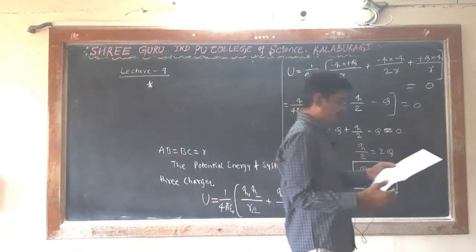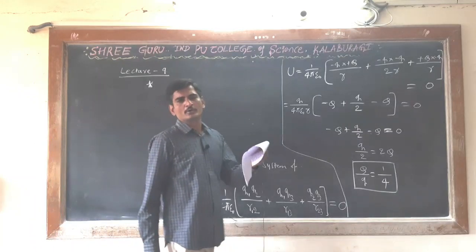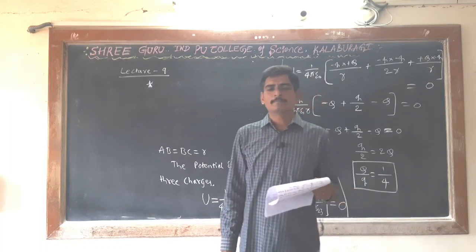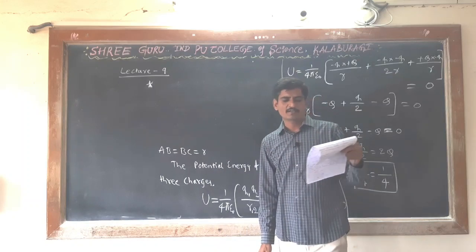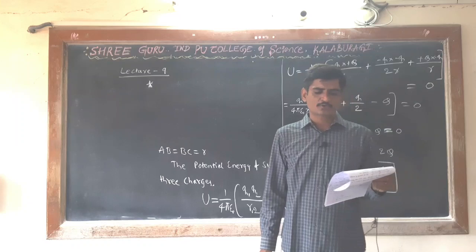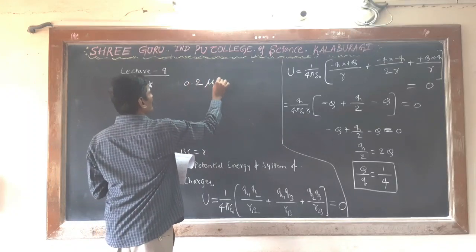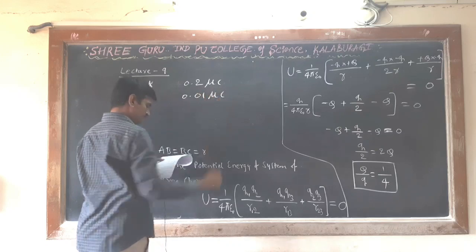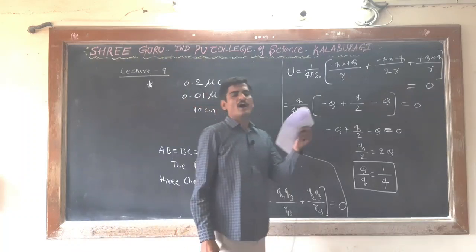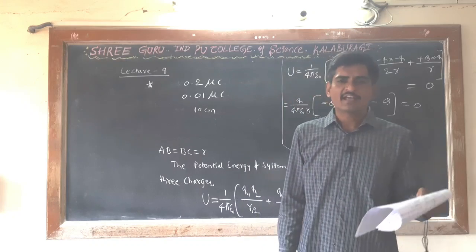Write down the next problem. Two positive point charges of 0.2 microcoulomb and 0.01 microcoulomb are placed 10 centimeter apart.